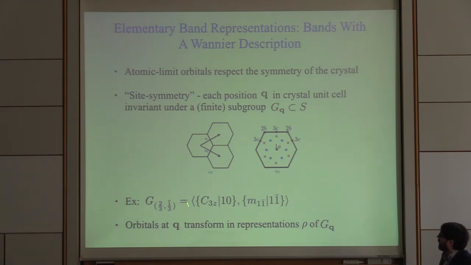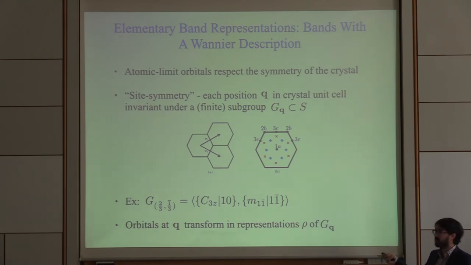So here's an example of the symmetry group of the Wyckoff position 2b. It's the C3v symmetry group generated by these operators. You'll see that you'll have to retranslate. It looks like it's got translations, but it's really a point group. It's isomorphic to a point group. And the point is that once I put my graphene atoms here, I can transform the orbitals, when I put them here, into representations of this stabilizer group. So now I have a real space description.